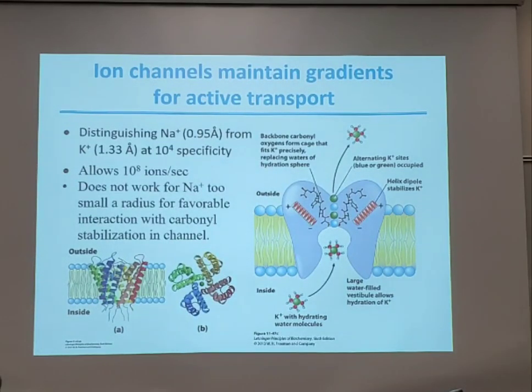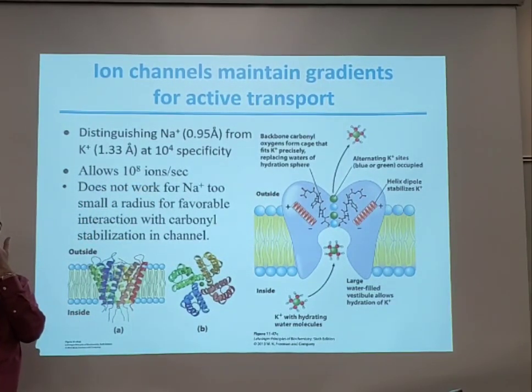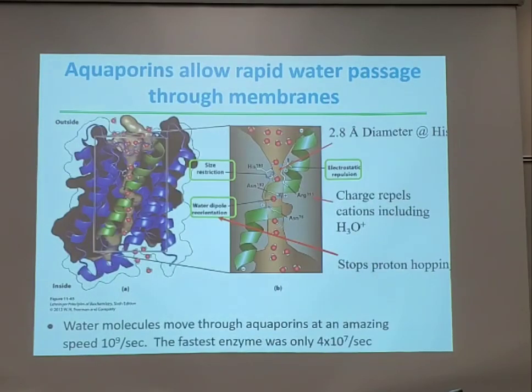Their different size gives a 10 to the 4th specificity, to a degree that we can go 10 to the 8 ions per second, which is as fast as you can possibly go. Wow, that's incredible. You want to see one faster? An aquaporin. Water. And it can move water and not move hydronium.